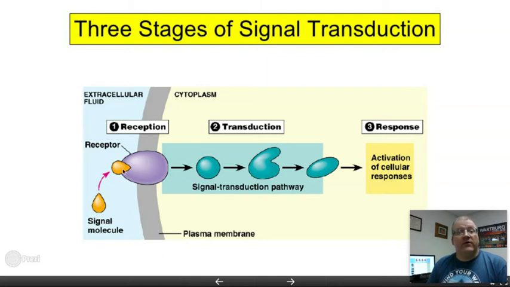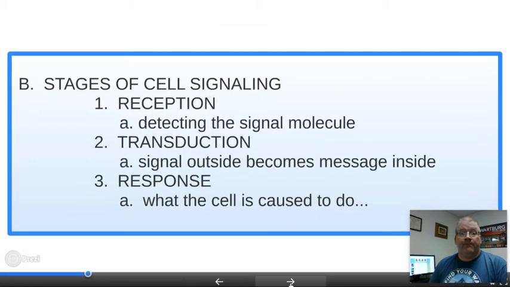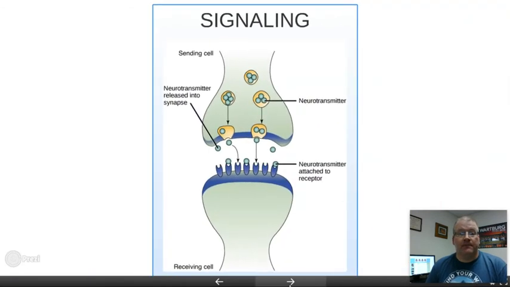As soon as that receptor receives this signal molecule, chemically bonds with this signal molecule, it will change conformation, changing shape, and that will help us send a message into the rest of the cell. Okay? Detecting the signal molecule is the first step.